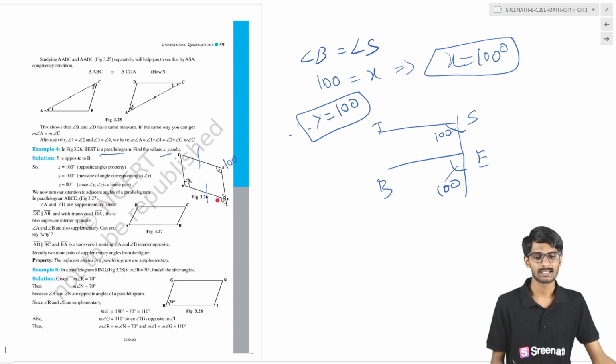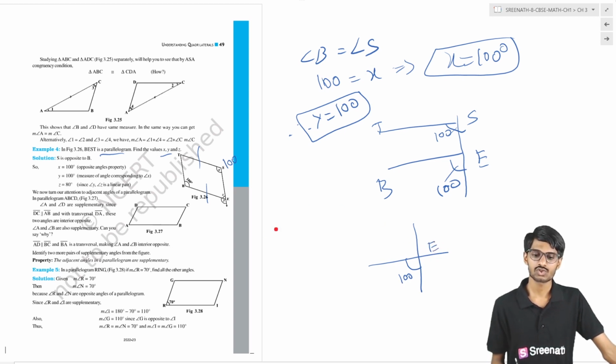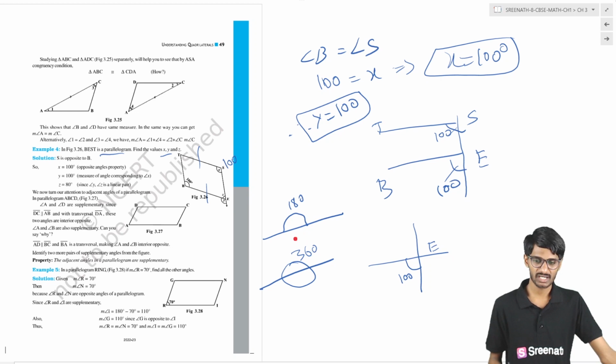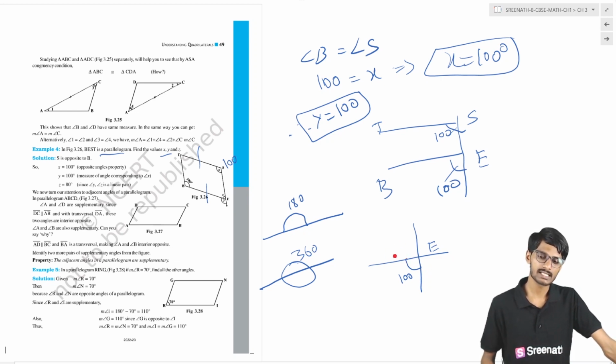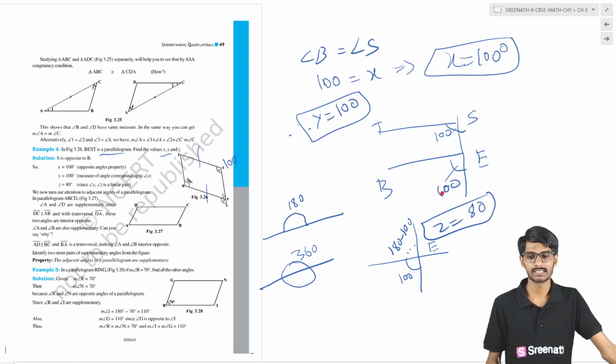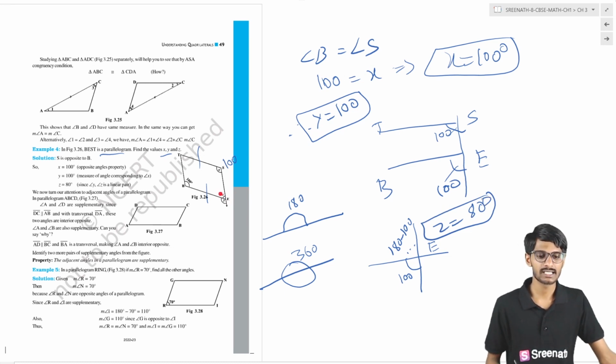Next, what about z? So this is 100, this is 100, students. Suppose this is the case. This is 100 degrees, students. Suppose there is a straight line, then how much angle is it? It is 180 degrees. Out of which here it is 100 degrees. Then how much angle is here? It is 180 minus 100. So finally z is equal to 80 degrees, students.